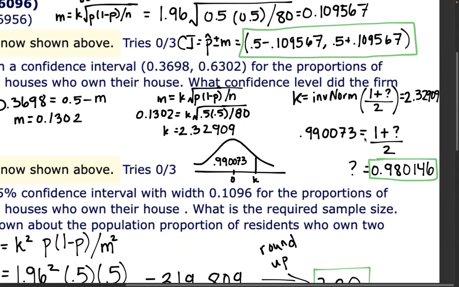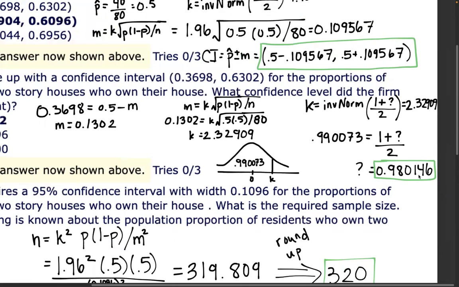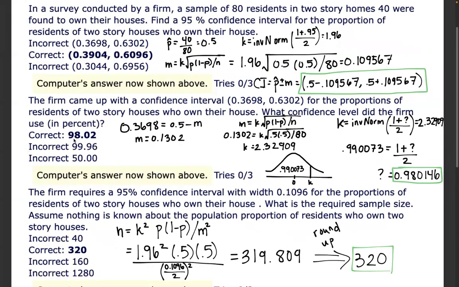So that equals 1 plus our confidence level, which is unknown, which is the question mark, divided by 2. So now we're just going to solve algebraically for this question mark. So we're going to multiply this number by 2 and then subtract 1. And so we'll get 0.980146, and that is our confidence level. So if I zoom out, we get that confidence level of 98.02 percent if we round.